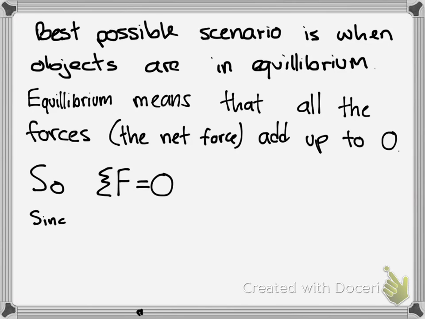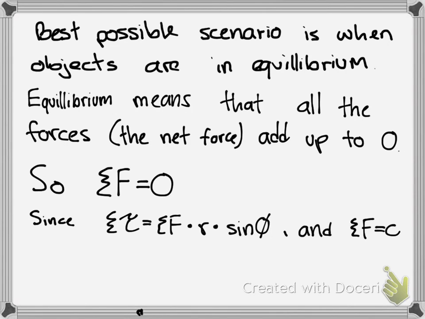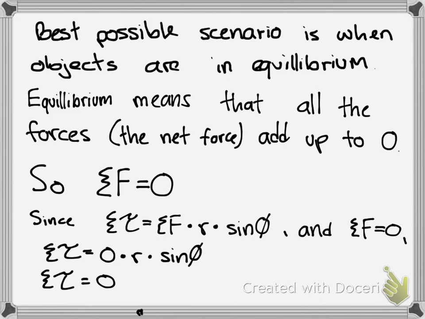So it just makes it easier because you don't have to worry about other numbers. So that means that the net force is 0, and since the net torque is equal to net force multiplied by r multiplied by sine theta, and if the net force is 0, that means that the net torque is 0 times r times sine theta. That means the net torque is 0. So the best possible scenario is when it's in equilibrium, because it's just easier problems to deal with. Alright, next.